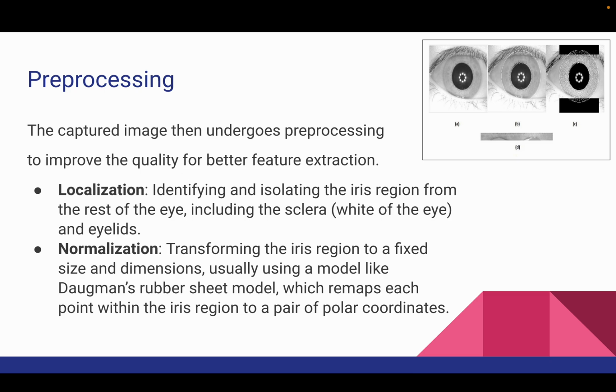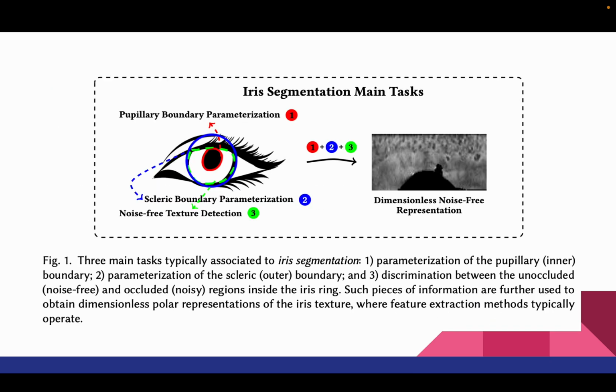Another step is normalization, transforming the iris region to a fixed size, and typically we make the circular image become a rectangular image, which is a better way to compare with other images in the future. What I mean is, the first step is to find the pupil, the second is to find the scleral area, and the third is to make the texture noise free with a correct detection.